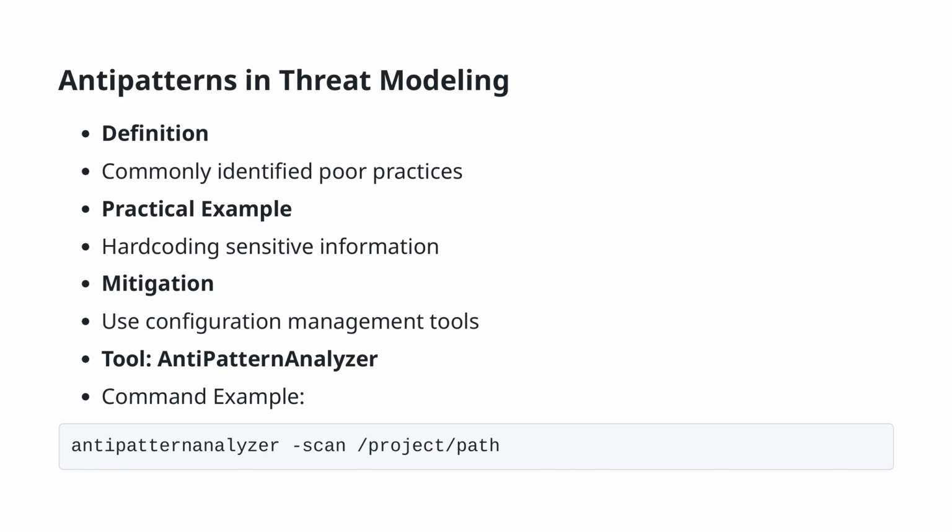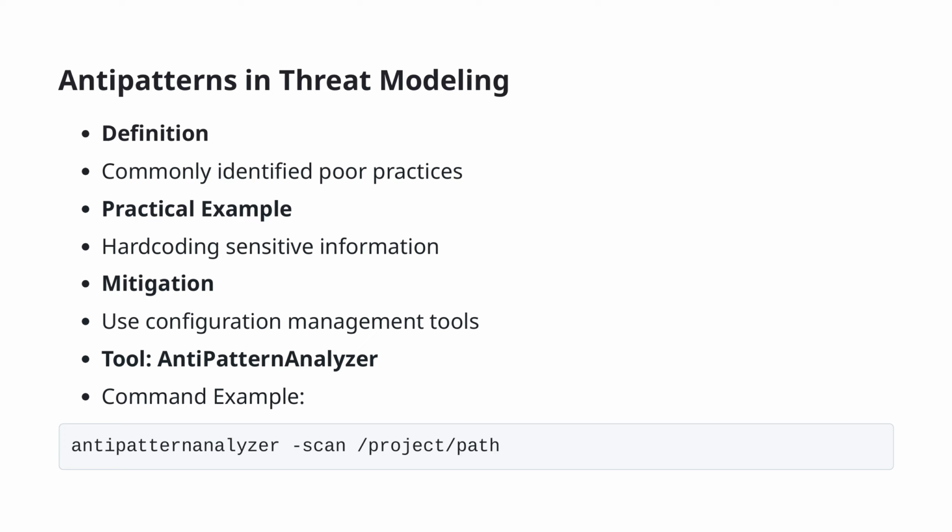Now we'll discuss antipatterns in threat modeling. Definition: antipatterns refer to commonly identified poor practices in threat modeling that can lead to vulnerabilities. These are the actions or choices that, although they might seem suitable or effective, actually open up the system to potential abuse or threats. Practical example: a typical antipattern is hard-coding sensitive information such as passwords or API keys directly into the source code. This practice can lead to significant security risks, such as easy exfiltration of data by attackers who gain access to the codebase.